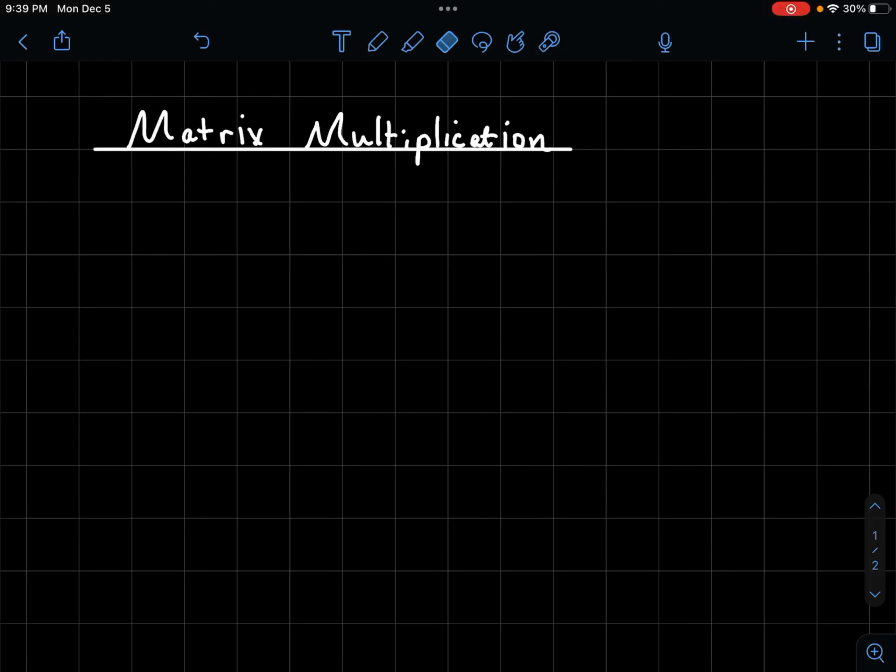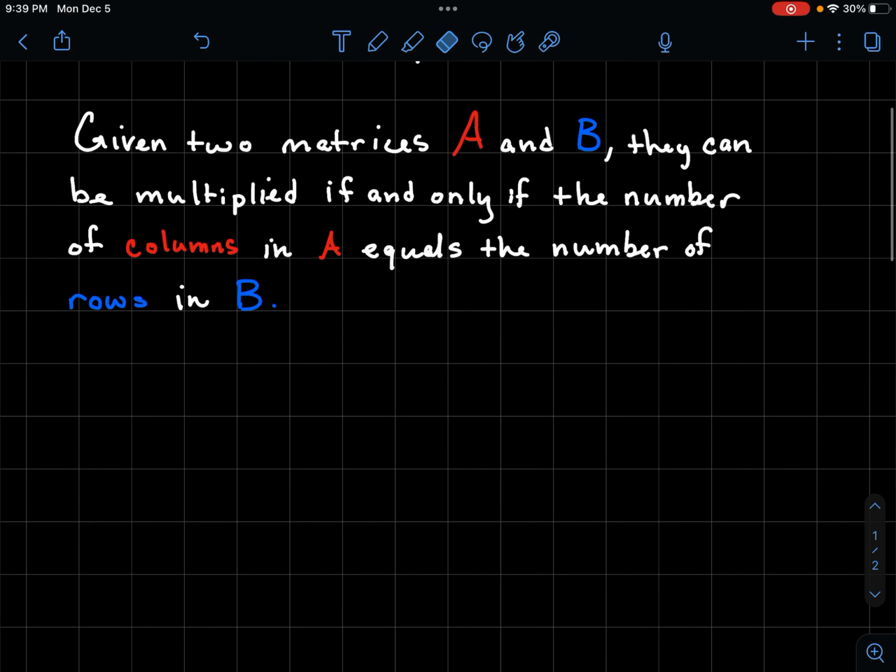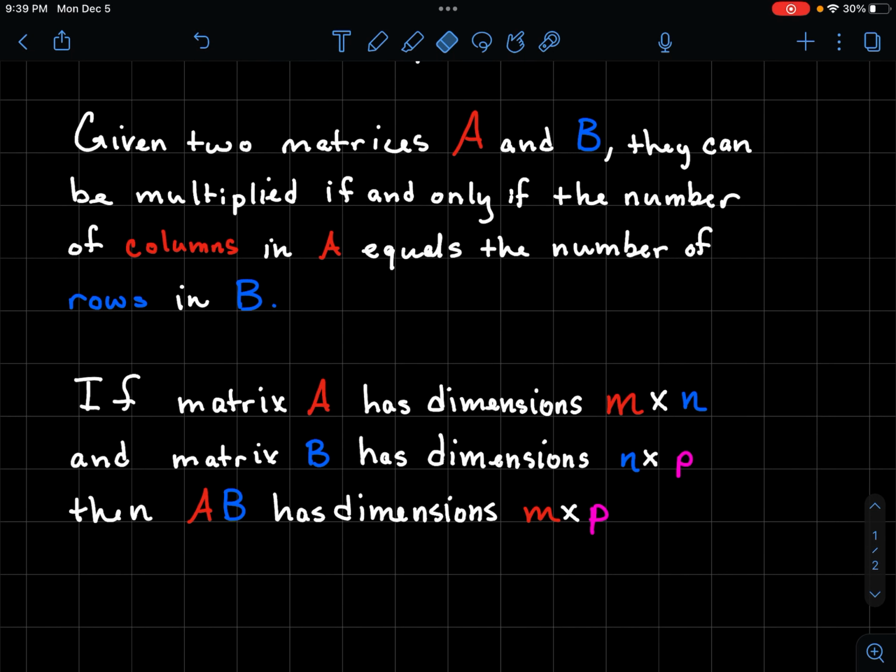In this video, we're going to look at matrix multiplication. Before we start multiplying out matrices, let's first look at how we know when two matrices are going to multiply out. Say you're given two matrices, A and B. They can be multiplied if and only if the number of columns in matrix A equals the number of rows in matrix B. So if matrix A has dimensions of m by n and matrix B has dimensions n by p, then the product between A and B has dimensions m by p.